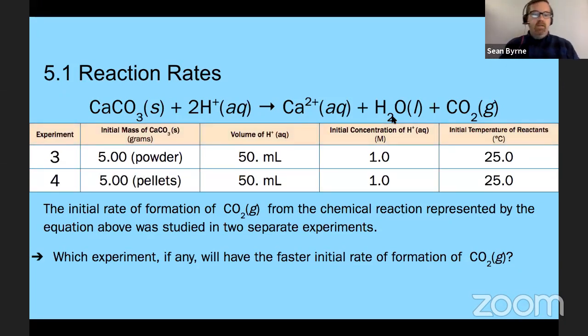Okay, here's experiment number 3 and experiment number 4. So we're going to do the same thing. Let's try to identify what is the thing that's different. You notice I changed our concentrations. They're back to being equal. Temperature is the same. Volume is the same.